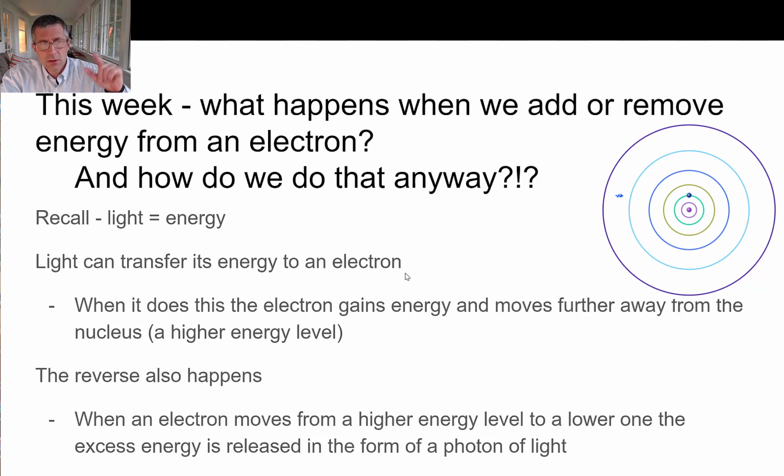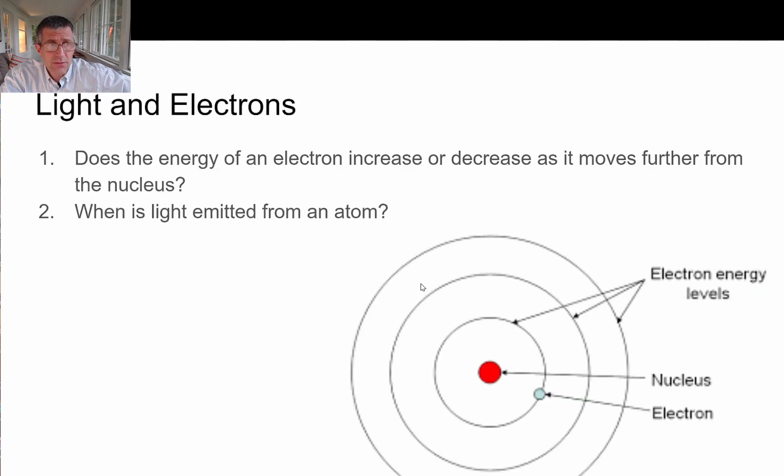So the key thing: light transfers its energy to an electron and moves it to a higher energy level. We'll call that an excited state. And then when it goes back down, or returns to the ground state, it releases that exact same photon of light. But it's got to be the right photon.